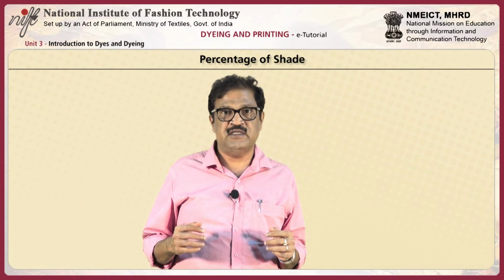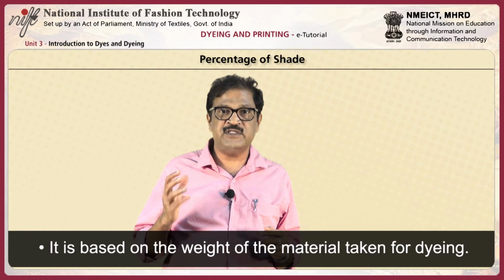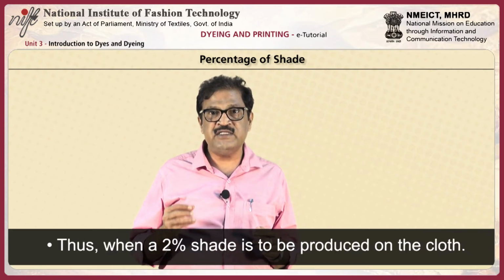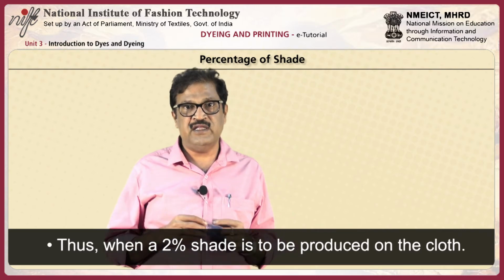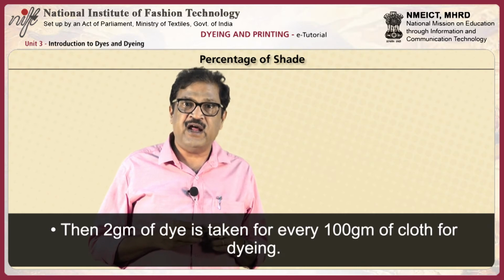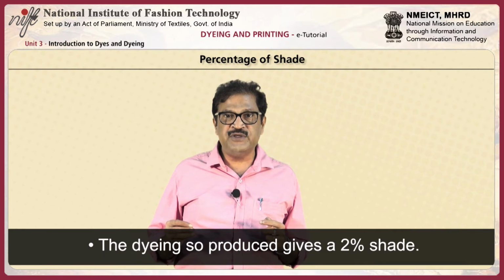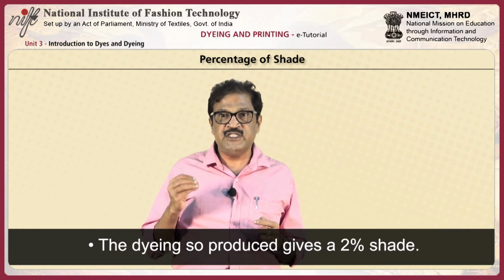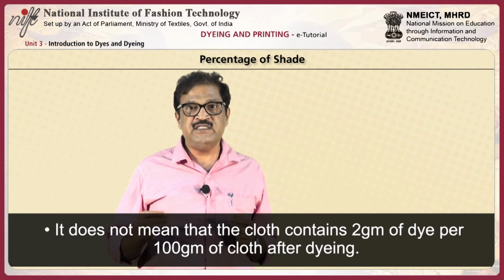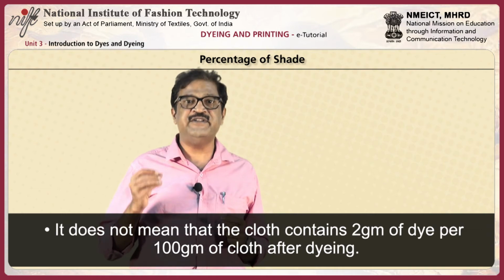Percentage of shade. It is based on the weight of the material taken for dyeing. Thus, when a 2% shade is to be produced on the cloth, then 2 grams of dye is taken for every 100 grams of cloth for dyeing. The dyeing so produced gives a 2% shade. It does not mean that the cloth contains 2 grams of dye per 100 grams of cloth after dyeing.